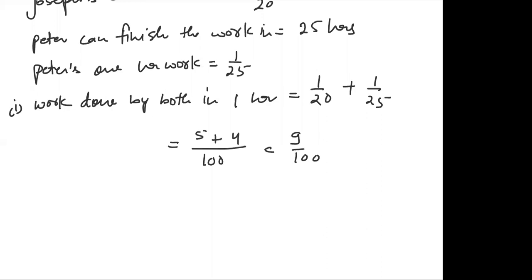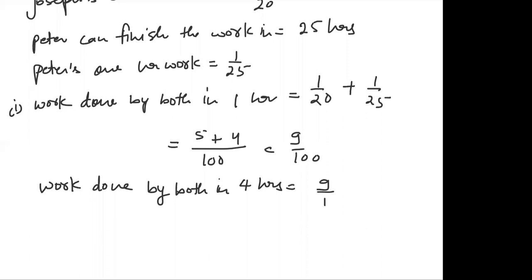So the question is asking work done by both in 4 hours. So work done by both in 4 hours is equal to 9/100 into 4. So 4 ones are 4 and 25. So work done by both in 4 hours is 9/25. This is the answer.